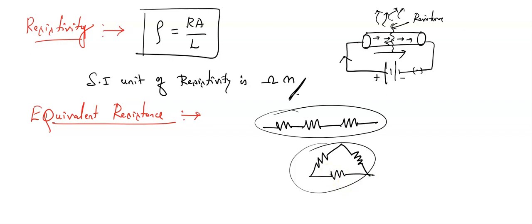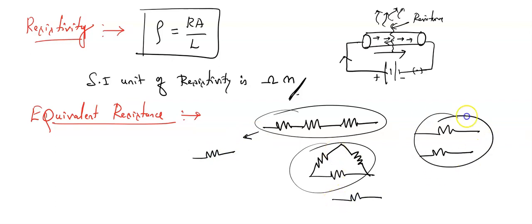You connect the resistors in any order, whether one below the other or one beside the other. So what happens here, all these resistors we replace with a single resistance. This complete net resistance will become a single resistance. Again this complete resistance will become single. Again this complete will become one single resistance. That is called equivalent resistance.